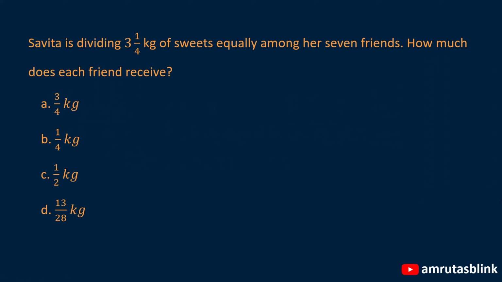But here instead of 1 kg, how many sweets does she have? She has 3 1/4 kg of sweet to be divided among her 7 friends. So what needs to be done is 3 1/4 divided by 7. Total sweets with her is 3 1/4, so we will convert this to an improper fraction. 3 4s are 12, 12 plus 1 is 13. That is 13/4 kg.